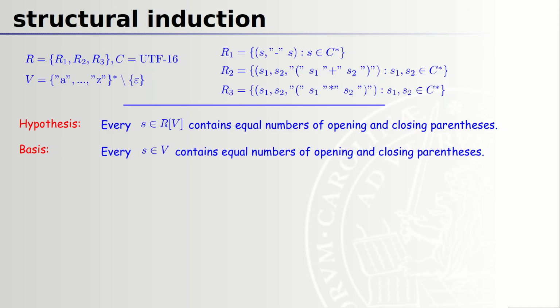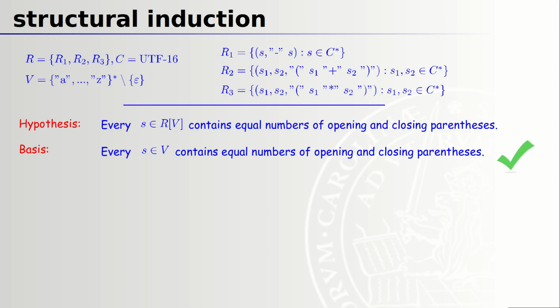Here, the basis is just the set that we started the inductive construction with. In the case of the little language, this was the set V of variable symbols. Every element of V contains an equal number of opening and closing parentheses, namely 0. So that means our basis is already proven.